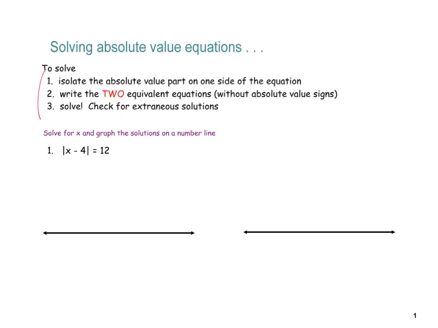So here we're getting the steps we're going to do to solve. First we're going to isolate. In this problem we already have the absolute value isolated on one side. So now we can write two equivalent equations without the absolute value signs. We're going to have x minus 4 be 12, and we're going to have x minus 4 be negative 12. The reason we do that is that whatever's inside, its distance from 0 on a number line has to be 12.